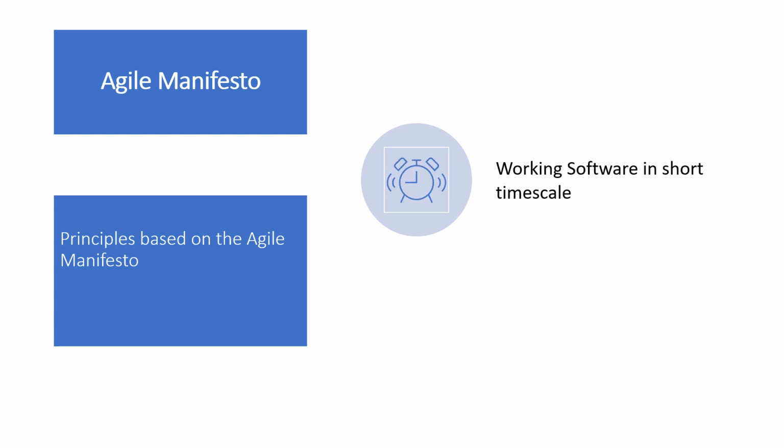Deliver working software frequently, from a couple of weeks to a couple of months, with a preference to the shorter timescale. Agile framework and processes accommodate this principle since the team operates in software sprints or iterations that ensure regular delivery of working software.